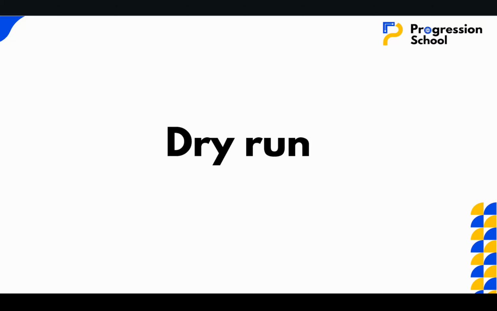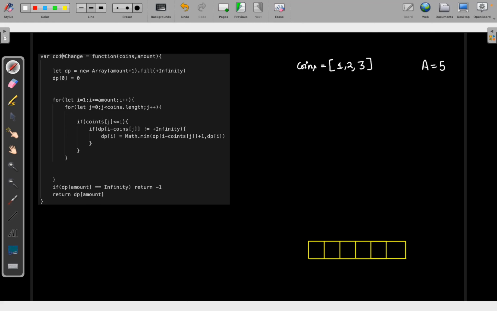In this video, we will see a dry run of the code. So let's solve this problem for one sample input. So I have an amount of 5 and I have these set of coins, right? So let's do a dry run for this sample input.